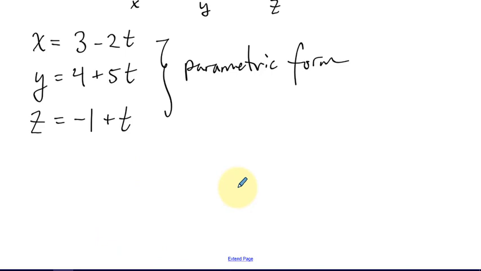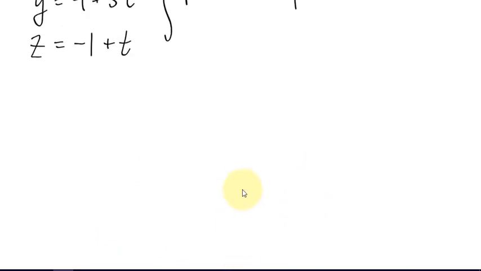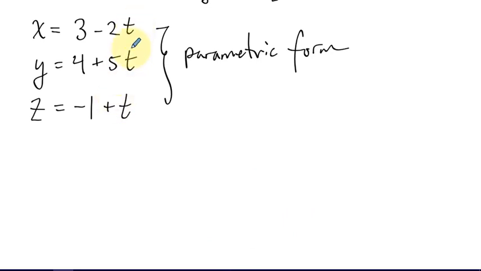And then lastly, there's one other form that's an important one to recognize. I could solve each of these equations for the parameter t, and then because it is the same parameter in each of these values, set each of those results equal.